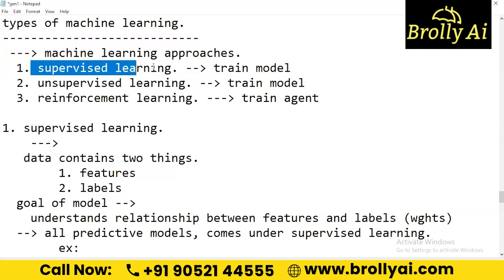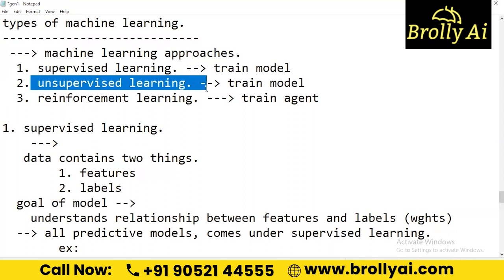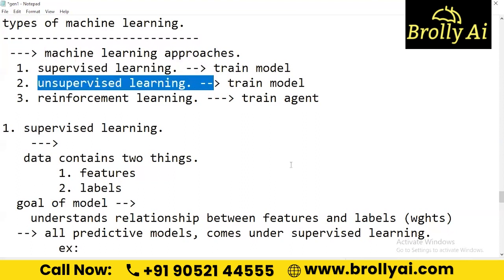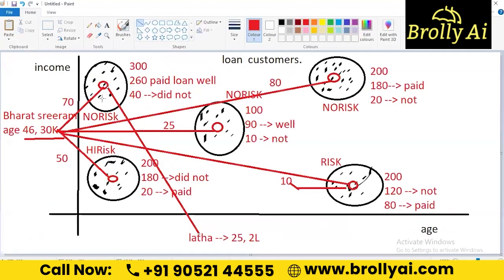In supervised learning, what will the model learn? The model will learn the relationship between features and labels. In unsupervised, what will the model learn? The model will learn the centroids of behavioral groups. Here, what is the knowledge of the model? Weights. Here, what is the knowledge of the model? These centroids. Observe the red circles. These are the centroids. Centroids are treated as the knowledge of the model. You got it.